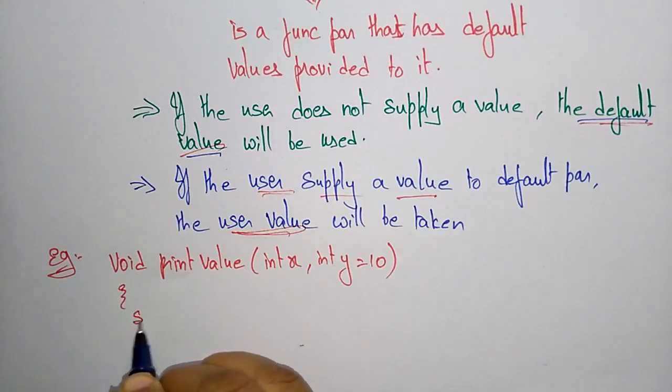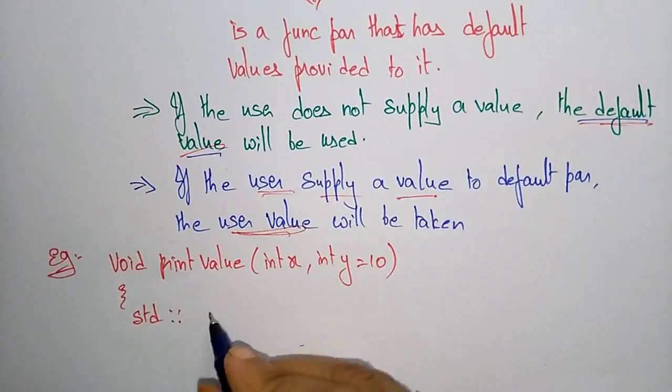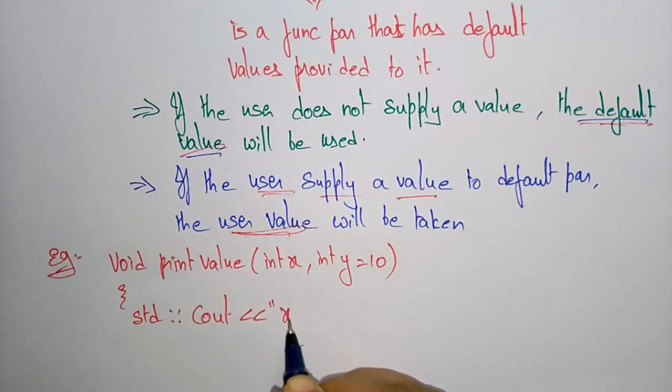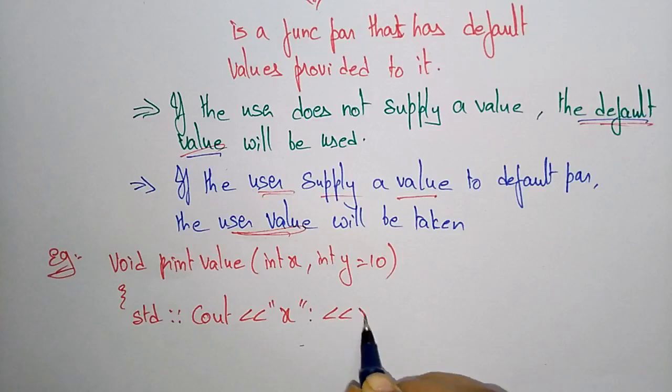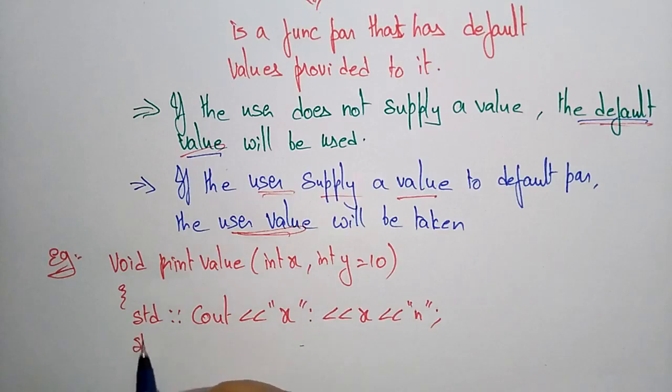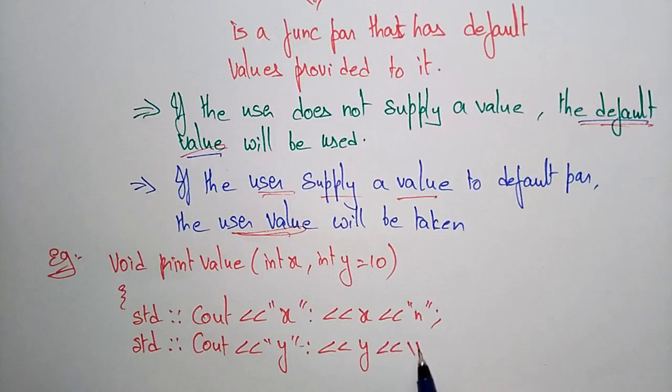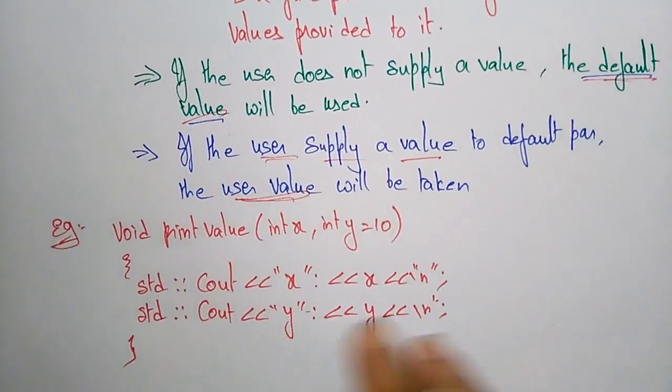Now std is a class name. Cout prints the x value. I am giving a new line, which means after printing the x value, it goes to the next line. Again, std is a class name. Cout prints the y value. Now the function is closed.